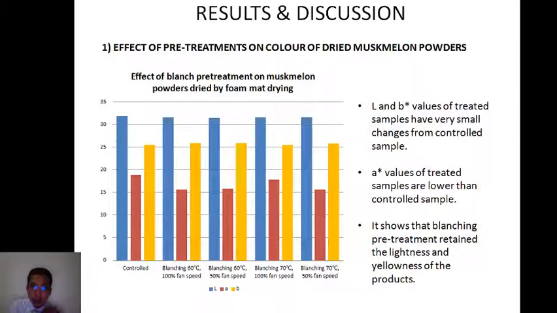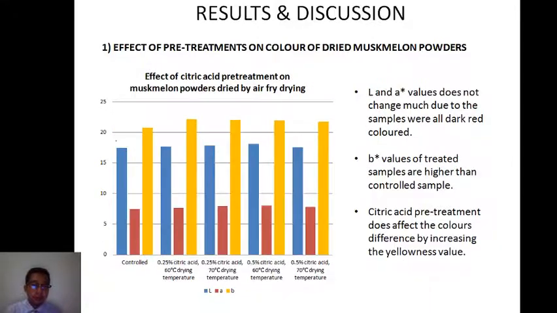Okay, next graph. Effect of blanch pretreatment on muskmelon powder dried by foam drying. L and B values of treated samples have very small changes from controlled sample. A values of treated samples are lower than controlled sample. It shows that blanching pretreatment retains the lightness and yellowness of the product.